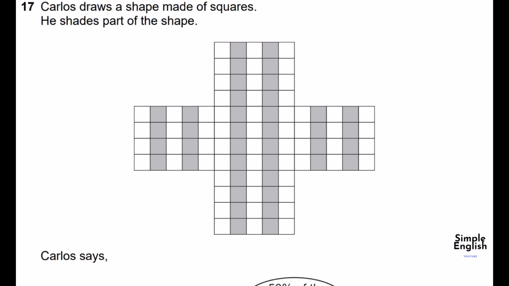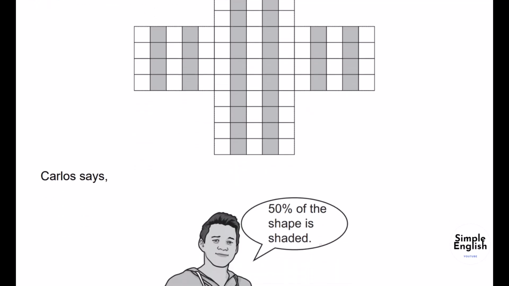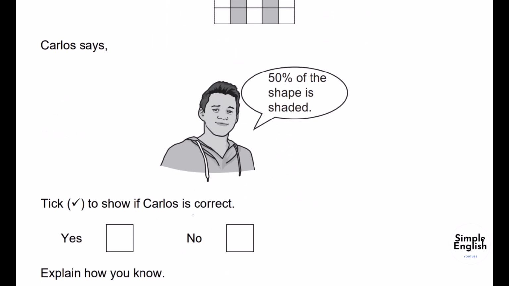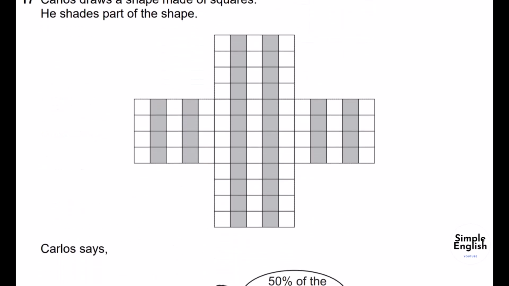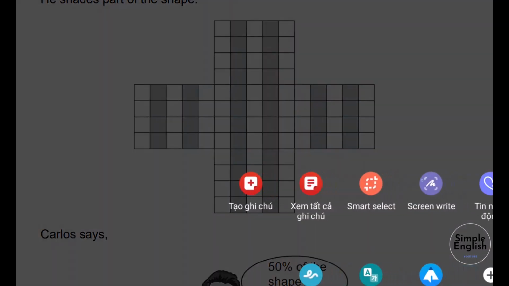Carlos draws a shape made of squares. He shaded part of the shape. Carlos says 50% of the shape is shaded. Is he correct or not? Let's say that 50% is shaded. Let's check.